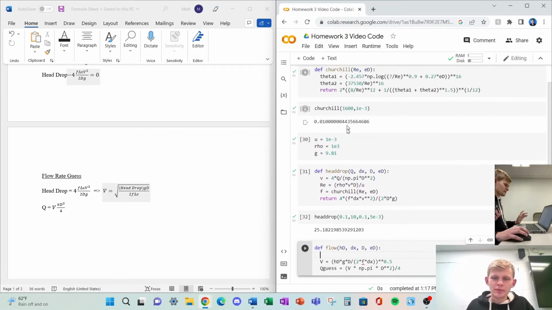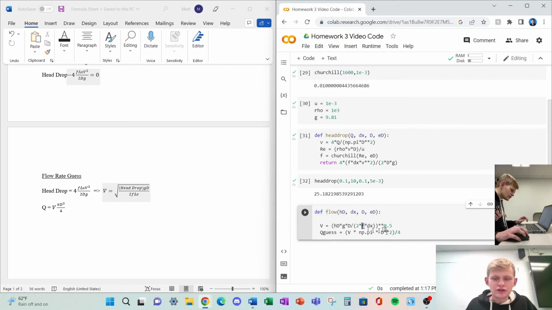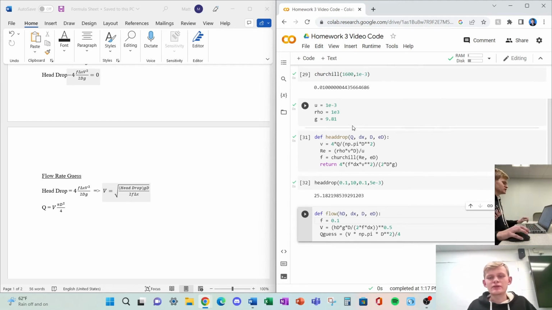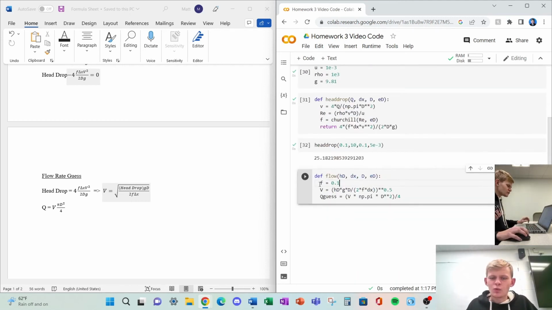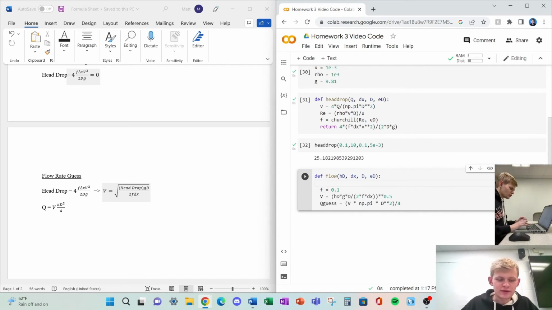So coming up here, we are not going to use our Churchill function again. We're actually going to give a friction factor as well, which is going to be 0.1, just something similar to what we found up here. And the main reason why we're going to give 0.1 is, I'm just going to write a comment, because technically our friction factor of 0.1 is also a guess in itself.